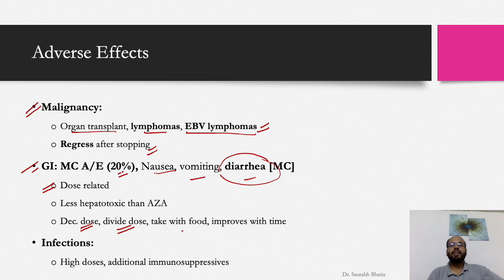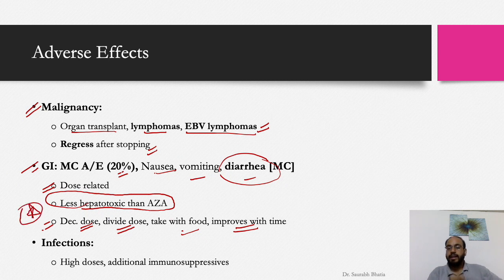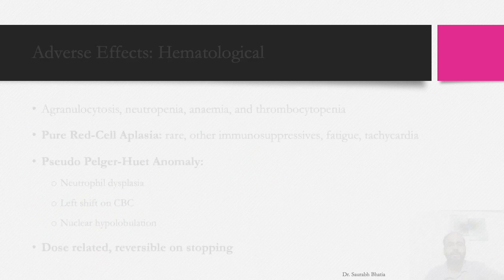The side effects are reduced if taken with food, and with subsequent usage of same drug and same dosage, these GI side effects tend to improve. So we can give it for prolonged duration if they are much more manageable. Remember that it is less hepatotoxic than azathioprine. Now, azathioprine is significantly hepatotoxic. Rising SGOT, SGPT levels or rising transaminitis is an indication for stopping azathioprine if it rises more than 2 times the upper limit. Okay. This is less hepatotoxic as compared to azathioprine, making it again a safer drug for prolonged use. Infections are more common when high doses are used or it is used with additional immunosuppressives. Okay.